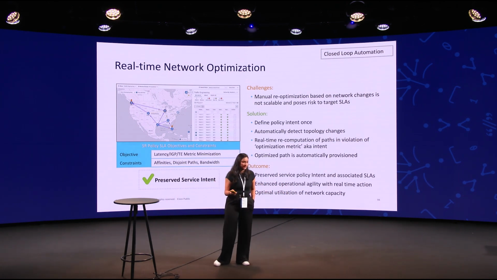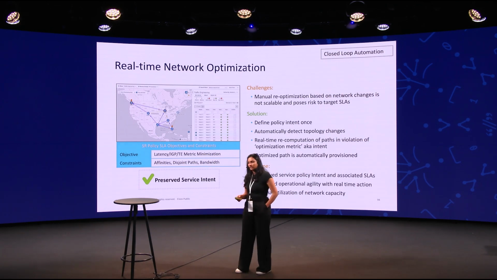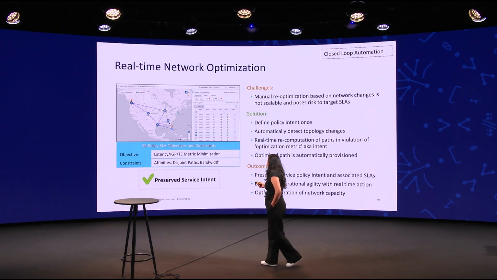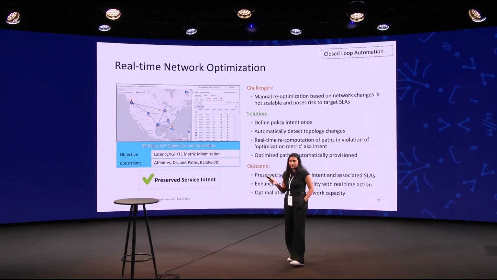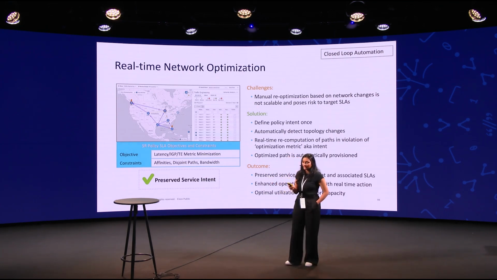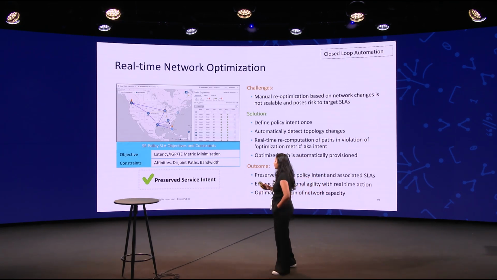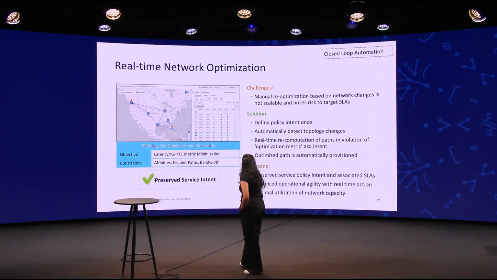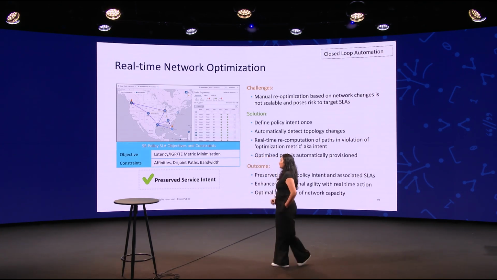Here, what happens is the network itself, or CNC itself, understands that there has been a change. There has been a network event that violates an intent that has already been defined in the network. The intent here is latency. And it goes ahead and computes a new path, which does not violate the intent, and provisions it automatically.